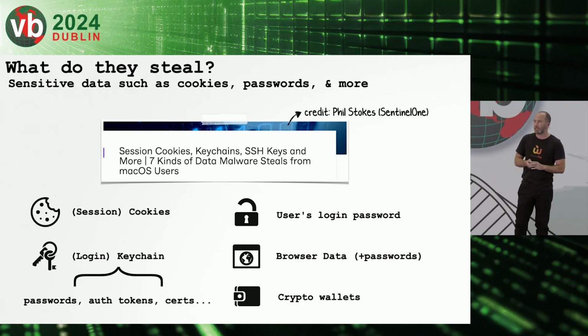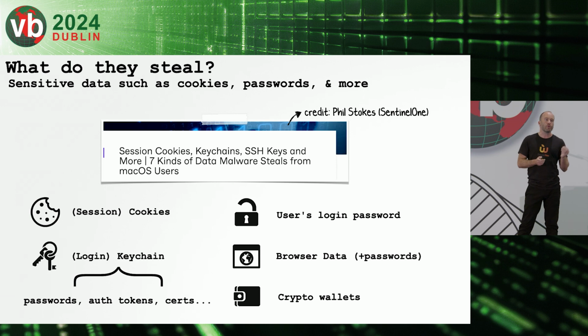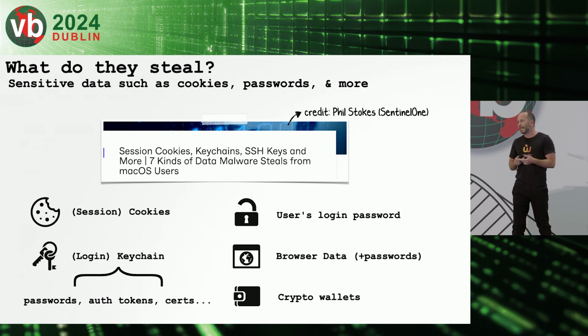So what do they steal? On the previous slide, I said they steal all the things. Well, it's a little more nuanced than that. And specifically, they steal things related to generally accounts and access. So there's a great write-up by Phil Stokes, Sentinel-1 researcher, who's done a great amount of work on macOS stealers. I cite him several times in this presentation. And he articulated basically the main categories that stealers are interested in.